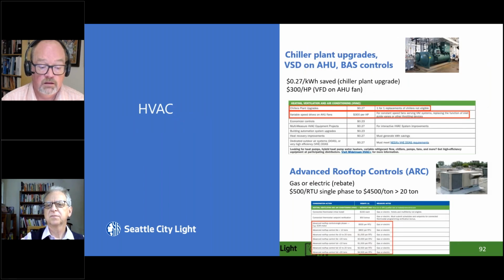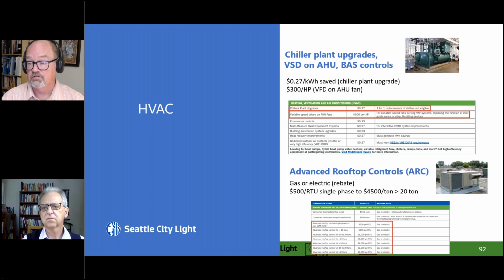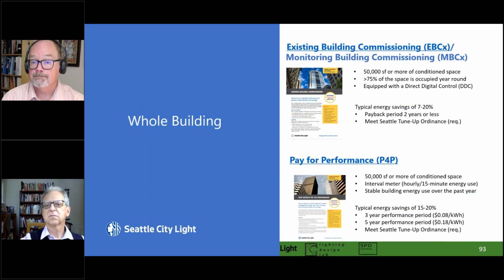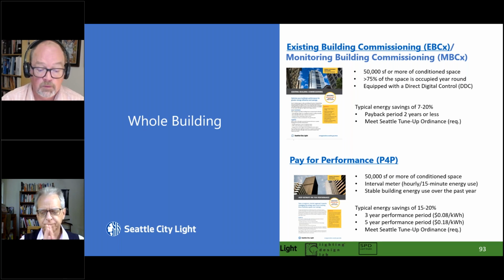Cool. Next slide. And of course, there are incentives for improvements in HVAC systems, including rooftop controls and chiller plant upgrades. Next one. And then there's the whole building pay for performance initiative, which is gaining some speed, and the existing building commissioning program. So these are all different ways that City Light can help, in addition to having things like the Lighting Design Lab, and the final slide for that.